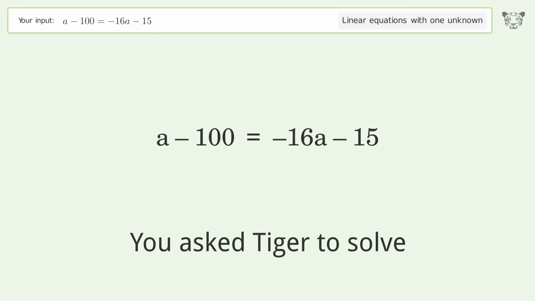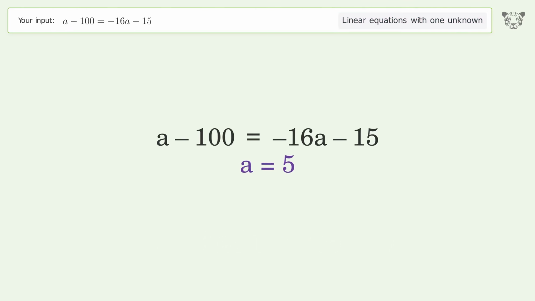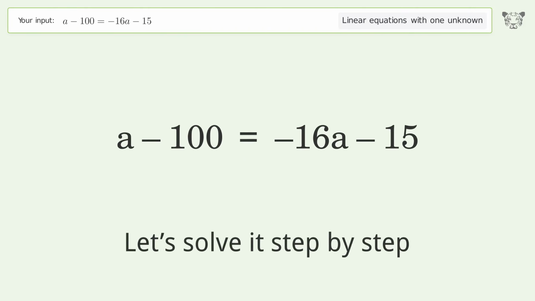You ask Tiger to solve this. This deals with linear equations with one unknown. The final result is a equals 5. Let's solve it step by step.